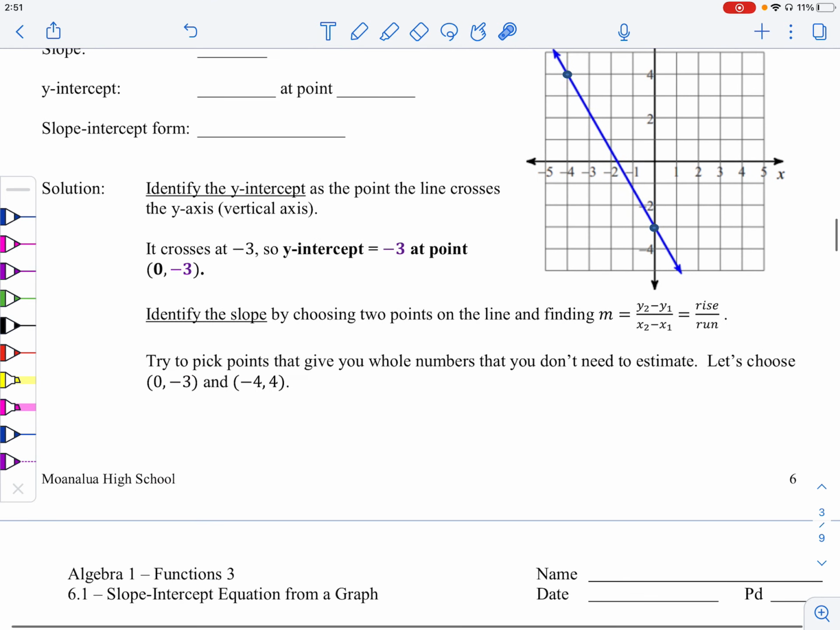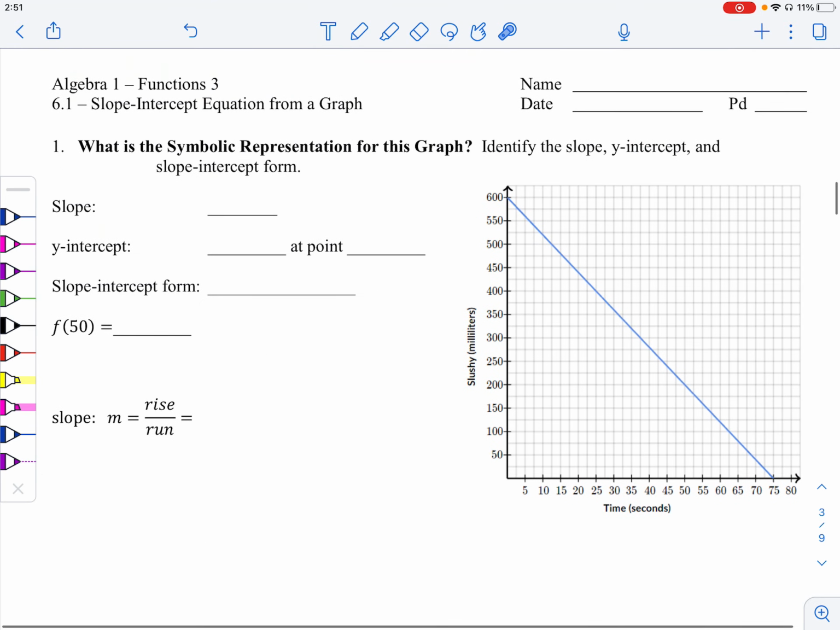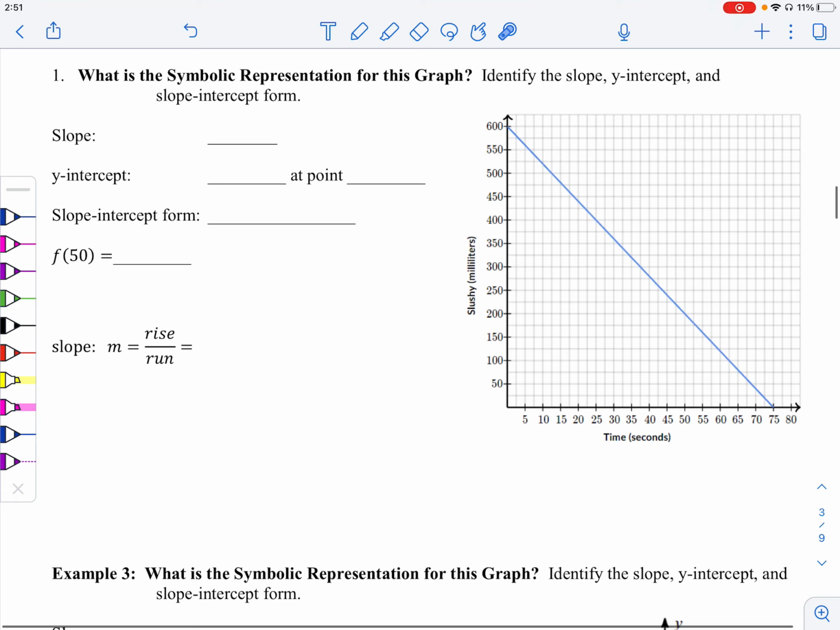So this is page 6 in your handouts. Number 1: what is the symbolic representation for this graph? First of all, we look at what our y-intercept is. Where does it intersect our y-axis? Right there. It intersects at 600. So that's our y-intercept, so that's (0, 600).